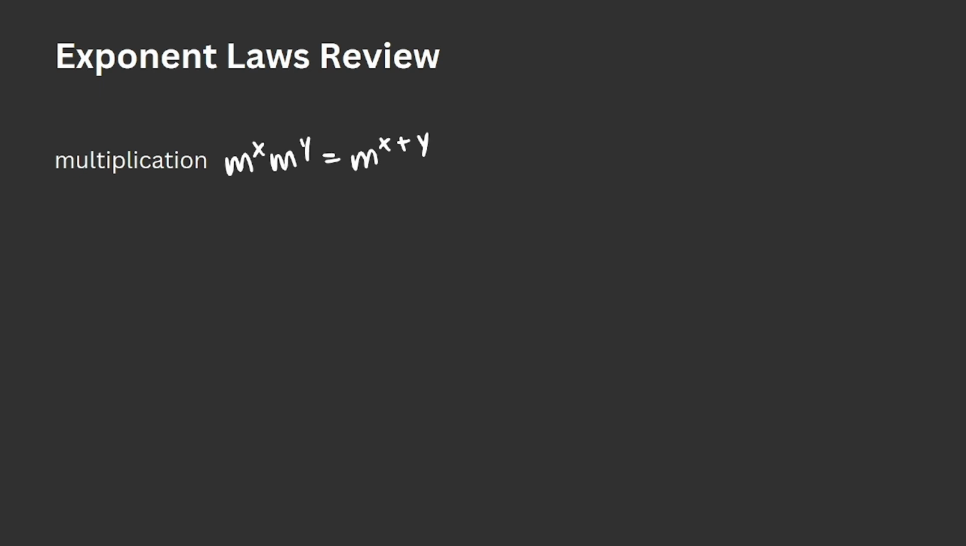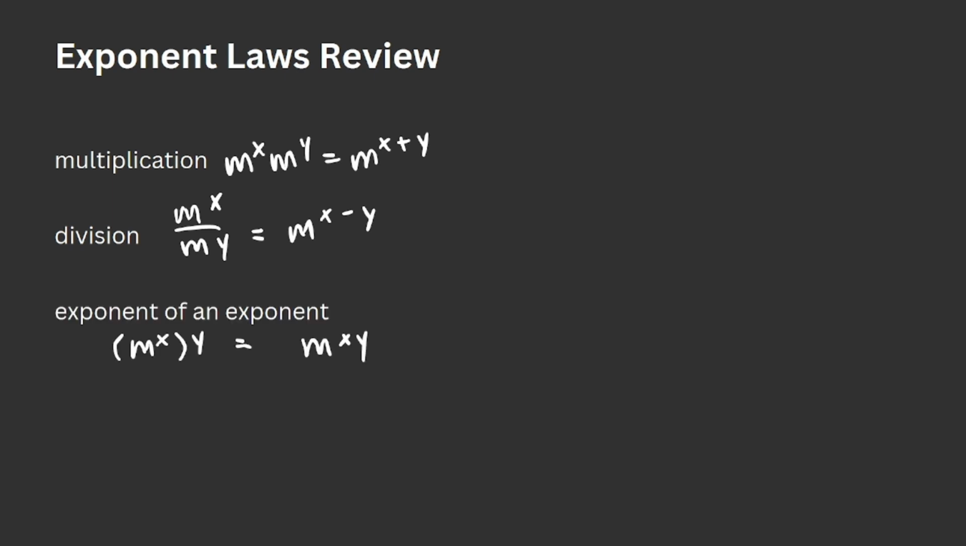So going over the exponent laws, the multiplication law is m to the power of x times m to the power of y, and it can be rewritten as m to the power of x plus y. The division, m to the power of x divided by m to the power of y, is equal to m to the power of x minus y. For the exponent of an exponent, such as m to the power of x in brackets to the power of y, we can rewrite that as m to the power of x times y.